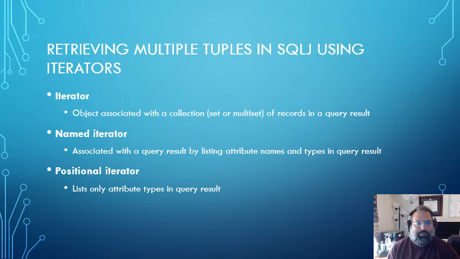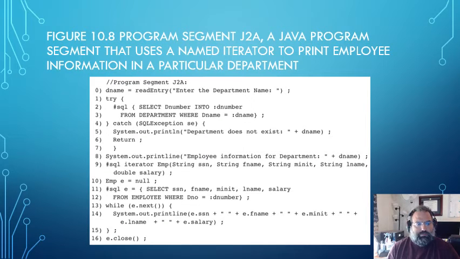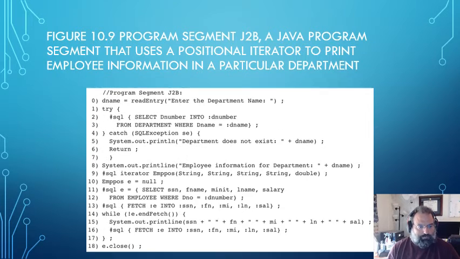Retrieving multiple tuples in SQLJ using iterators. An iterator is an object associated with a collection or set of multiple records in a query result. You typically have a named iterator associated with a query result, and a positional iterator lists only attribute types in query results. Figure 10.8 is an example of a program that is using a named iterator to print out the employees of a particular department. Figure 10.9 is an example of using a positional iterator to present employee information in a particular department, so position versus the previous example.